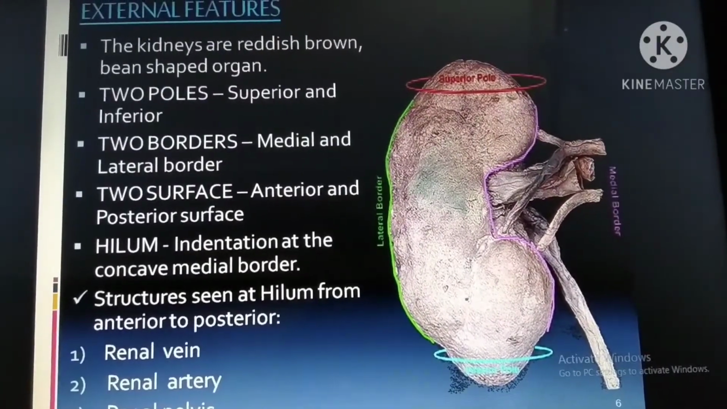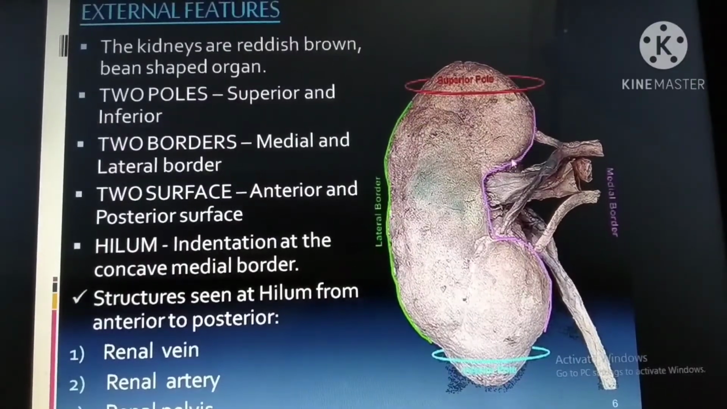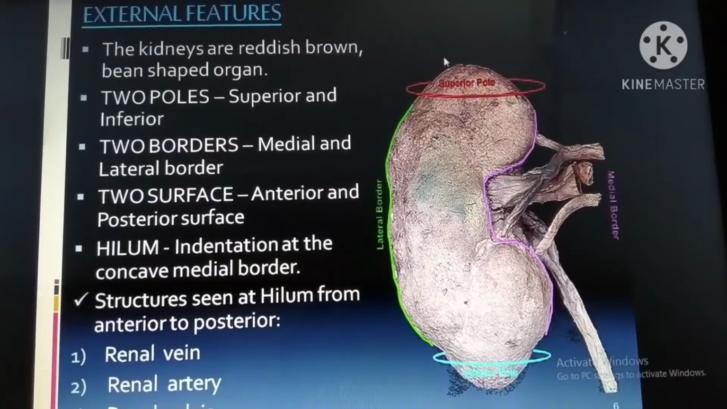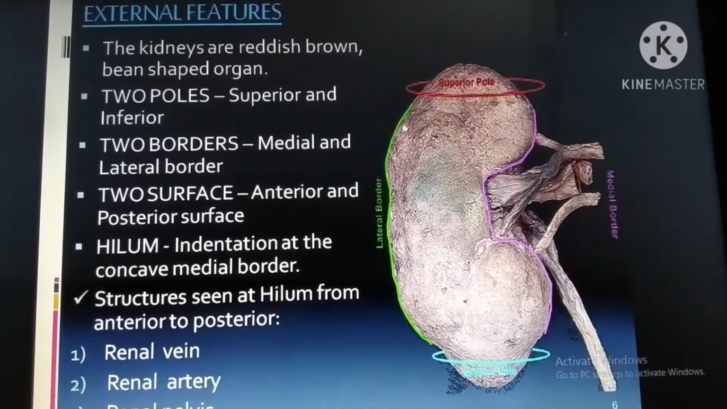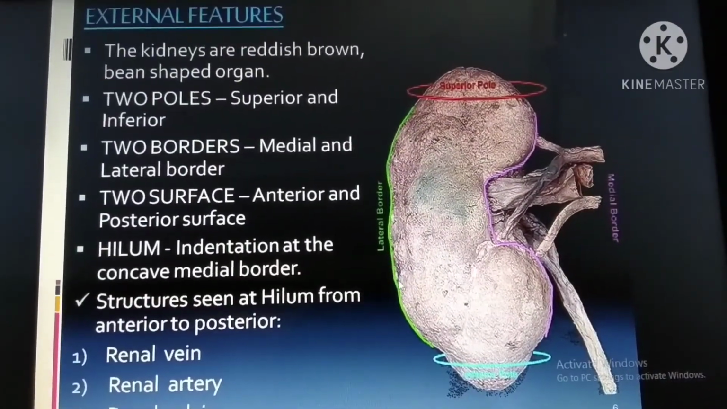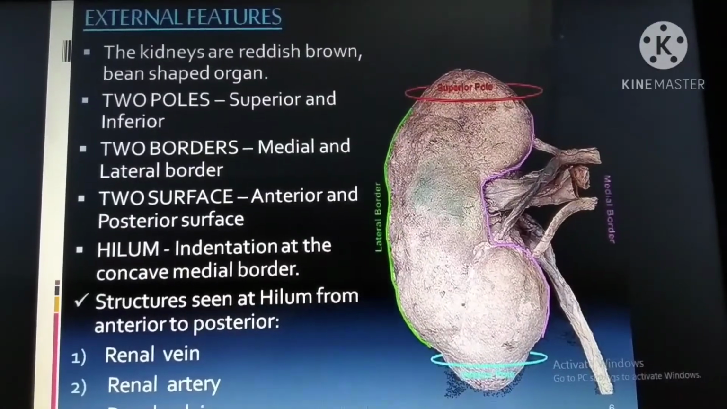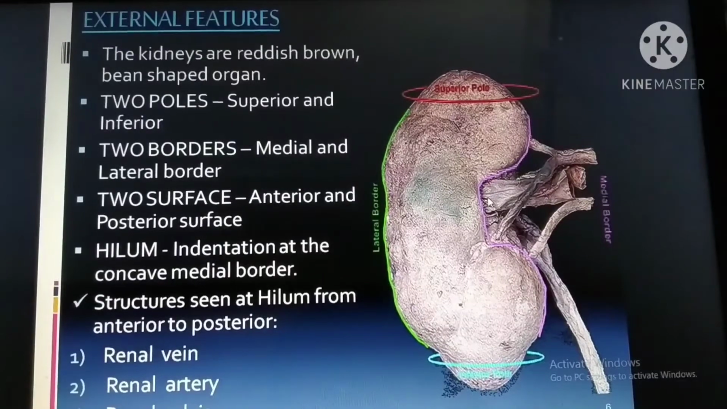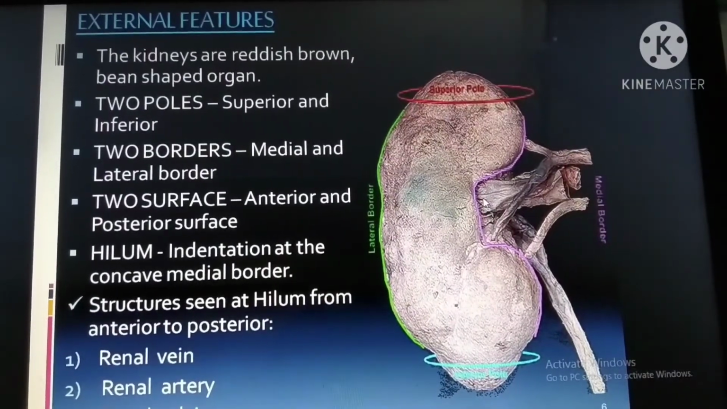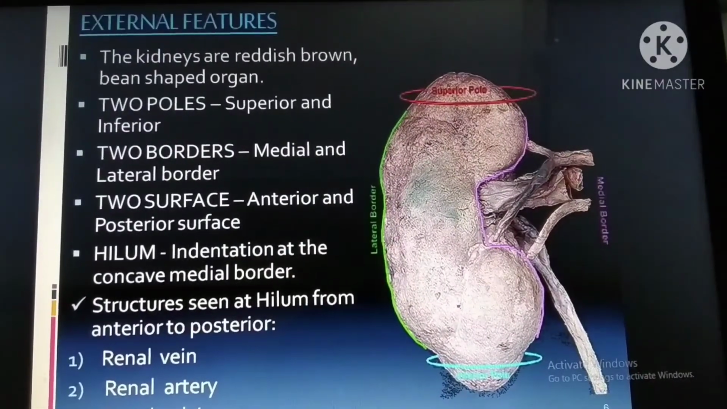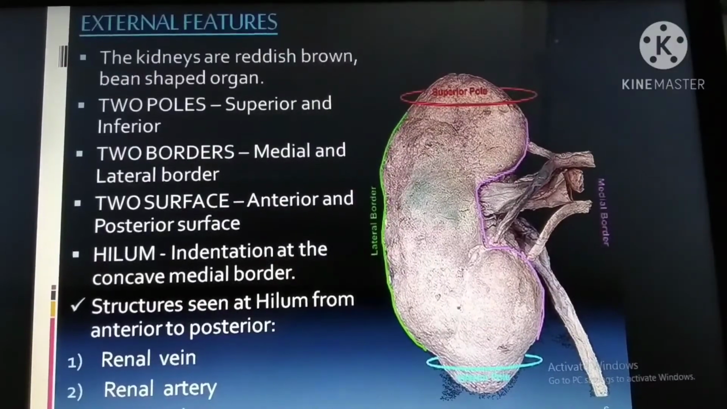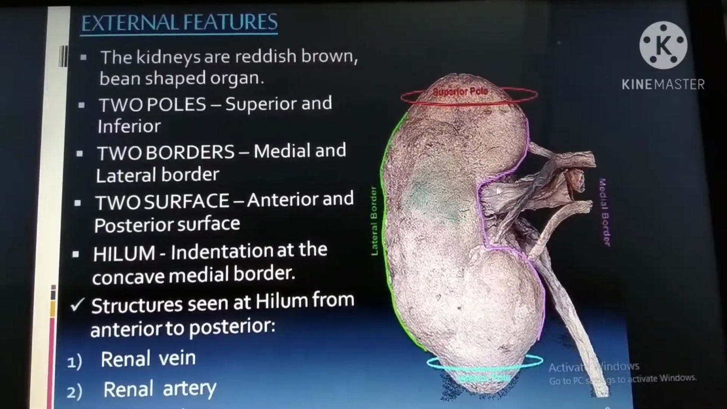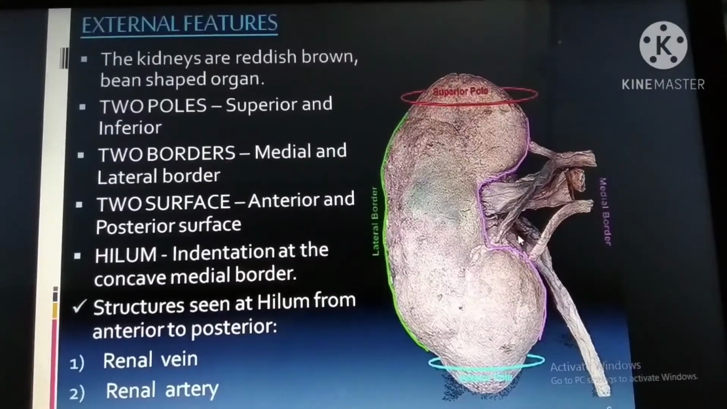Two borders: medial border and lateral border. This is the medial border, and this is the lateral border. Two surfaces: anterior surface and posterior surface. There is the hilum, an indentation at the concave medial border. This is the concavity of the medial border.